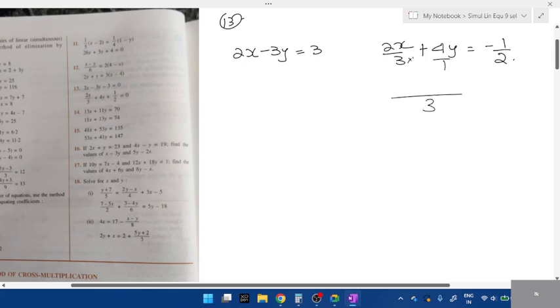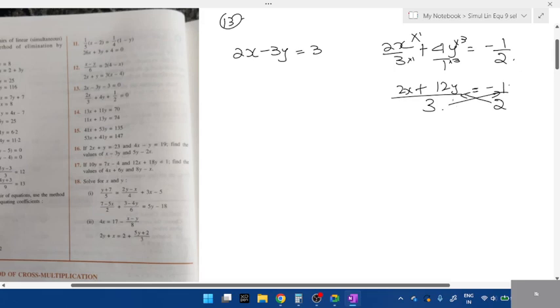LCM is 3 into 1 and here into 2x into 1 is 2x plus 4 threes are 12y minus 1 by 3 gets multiplied, right? See, in order to eliminate, we have 3 here and 2 here. Do one thing, multiply 2 here and 3 here so that denominator is gone. Remember, the most important step in this chapter is there shouldn't be any denominator.